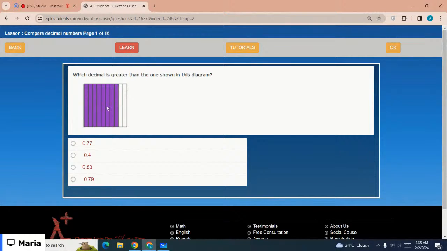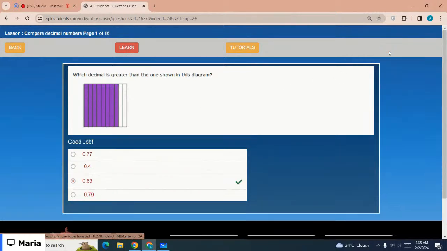That is 0.8. So which number is greater than 0.8? That is 0.83. The correct option is 0.83.